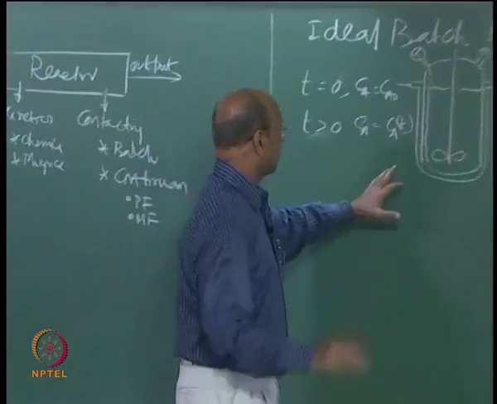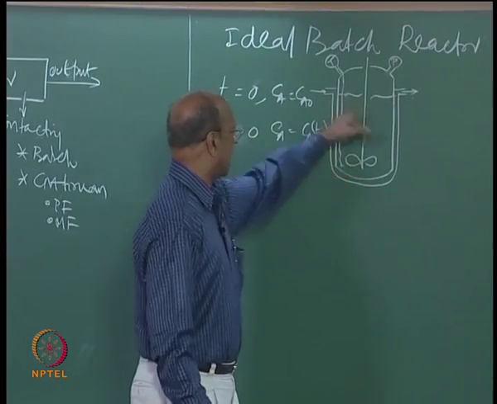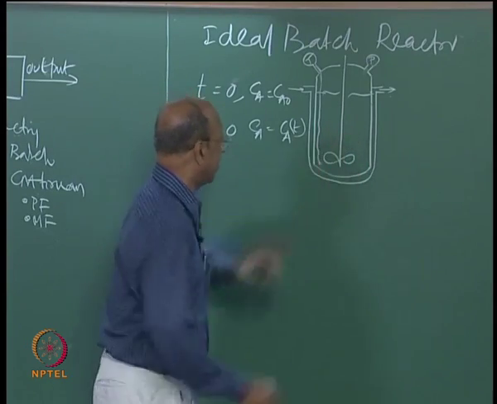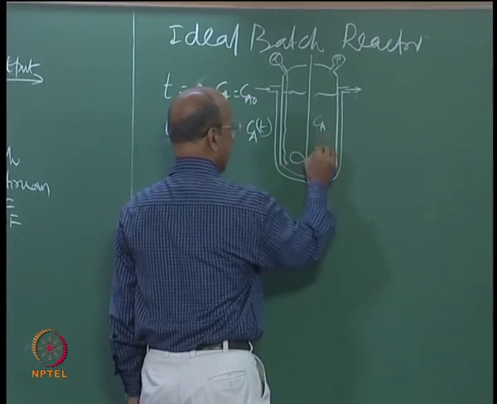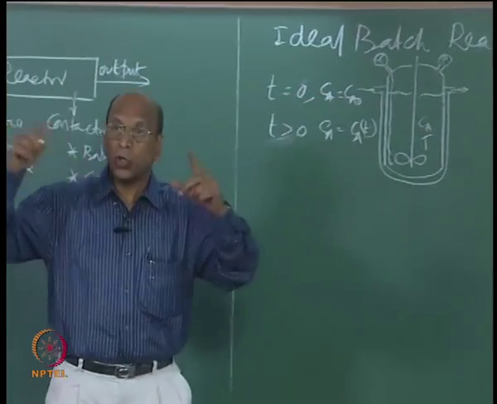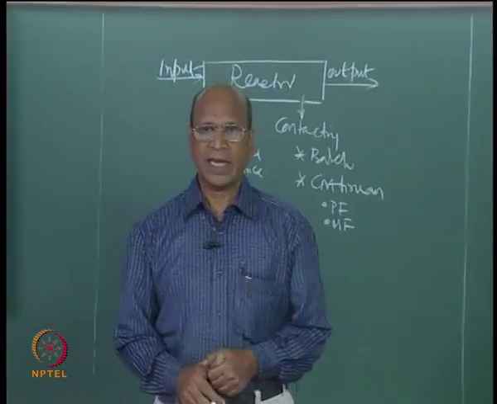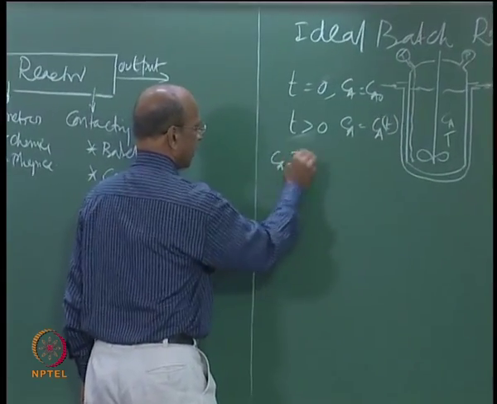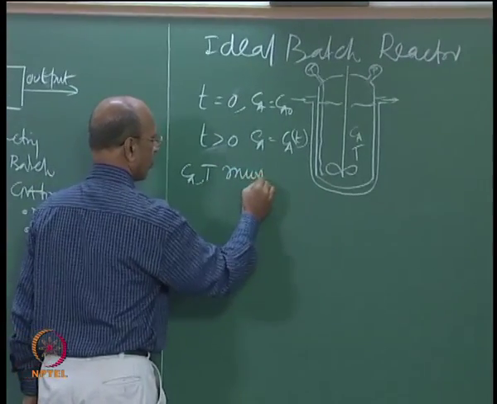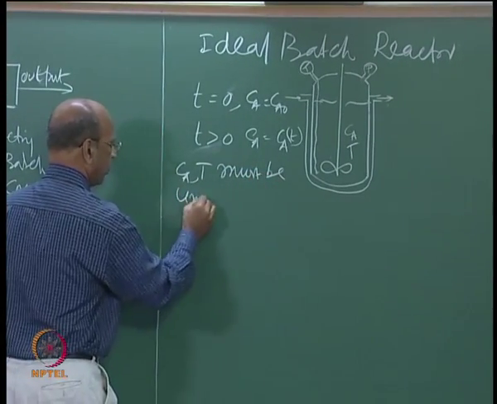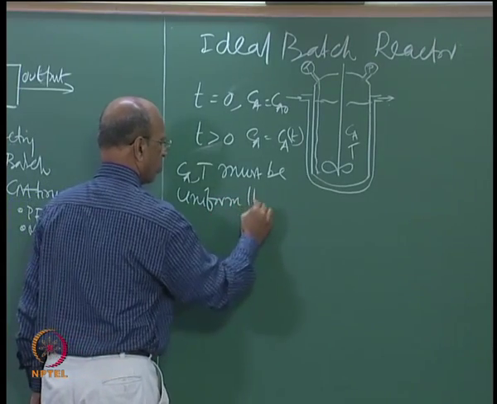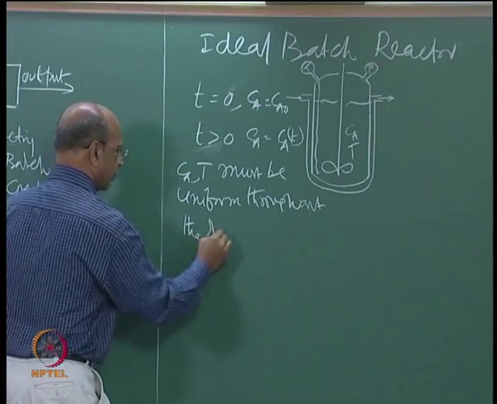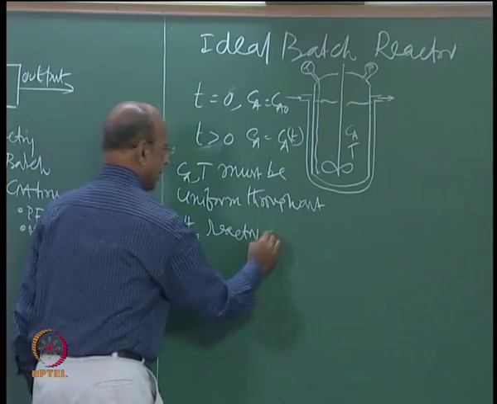And as someone was telling that, okay, I have this setup and I put this and I started the stirrer. And what I expect inside the reactor is, at any time inside, the concentration of C A and temperature must be uniform throughout. Okay? That is the ideal condition. Ideal condition is concentration and temperature must be uniform throughout the reactor at any time t.